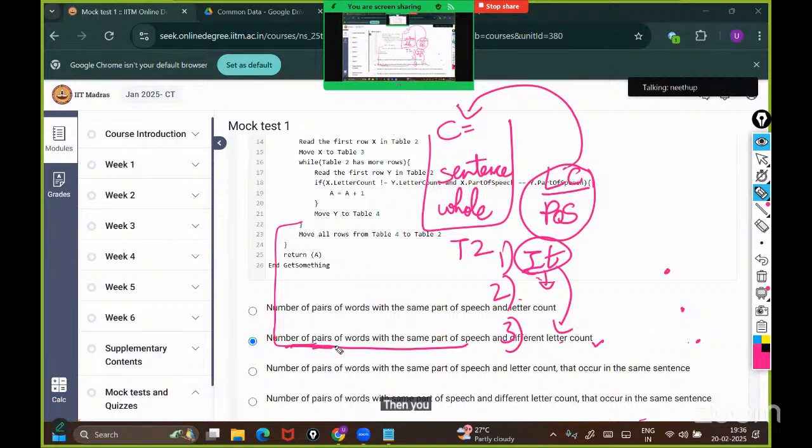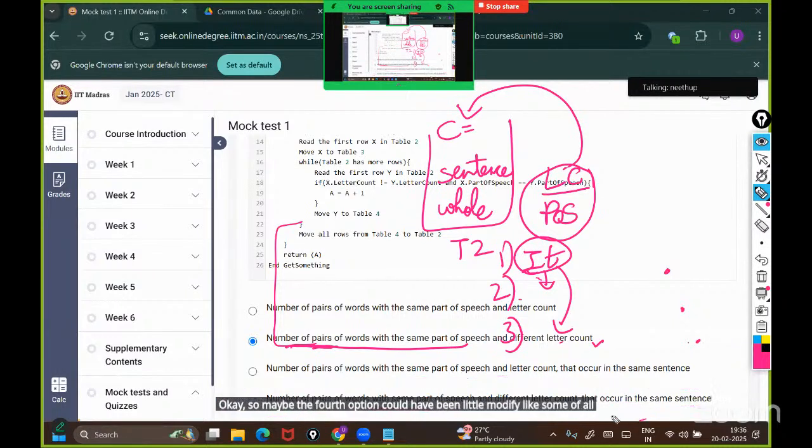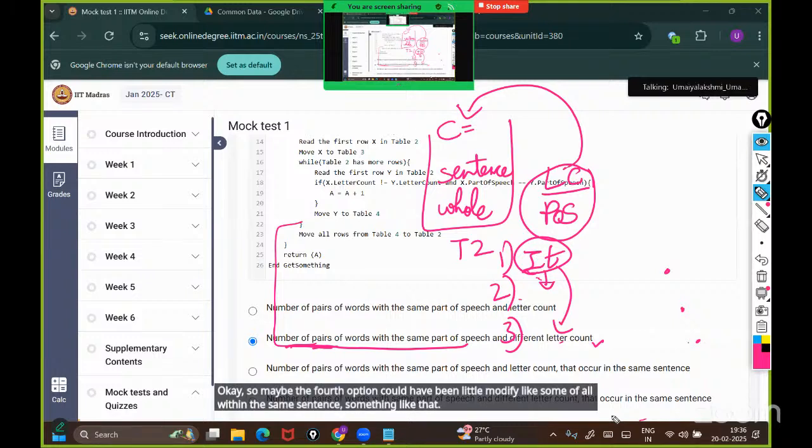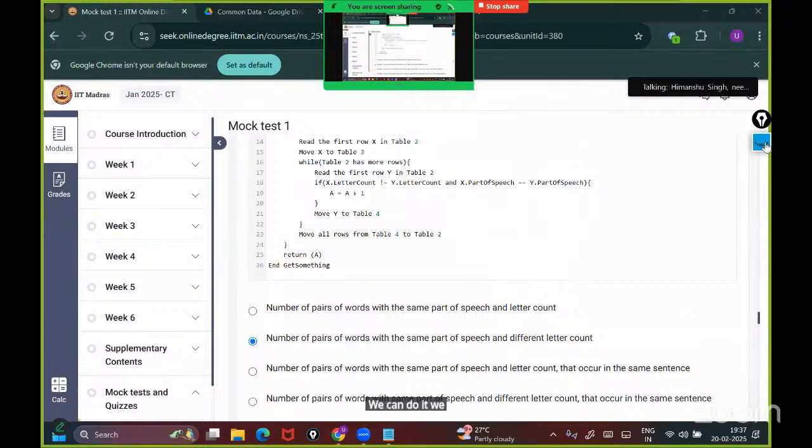Okay, but maybe here the fourth option could have been modified a little, like the sum of all within the same sentence, something like that. Okay, we'll see with that. That's why I got confused. We can do that. Okay, got it, got it.